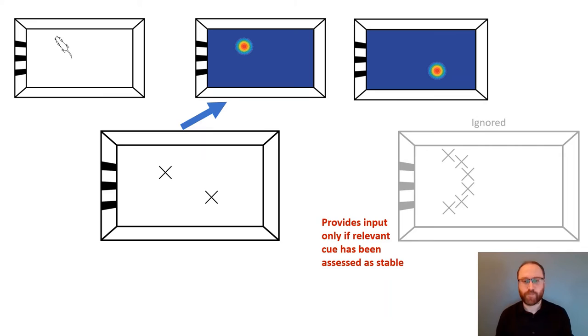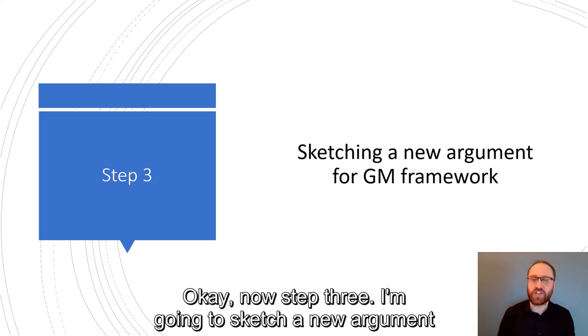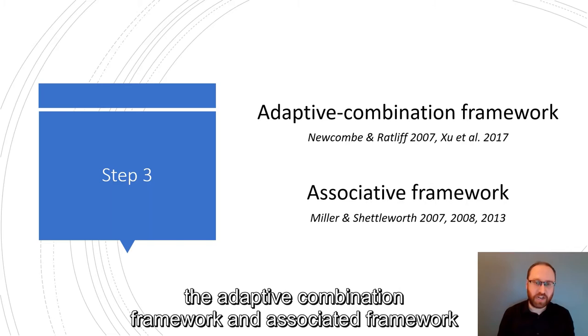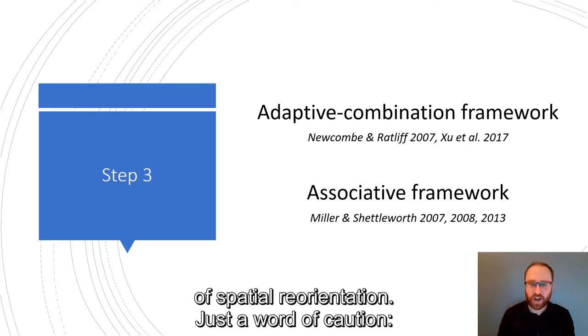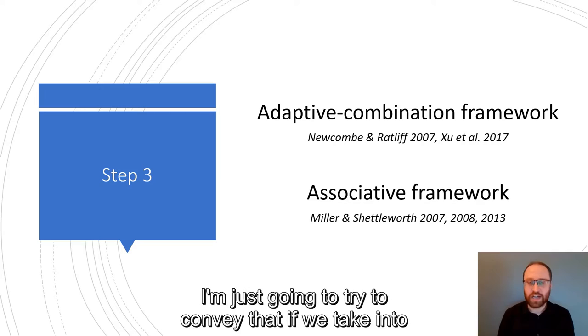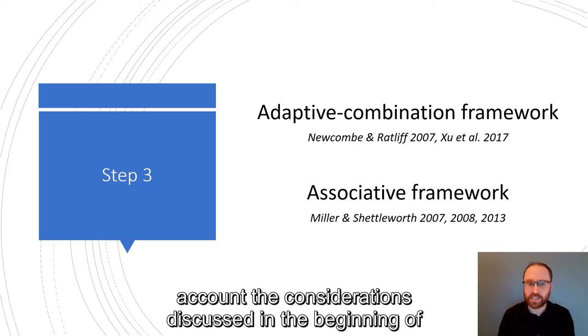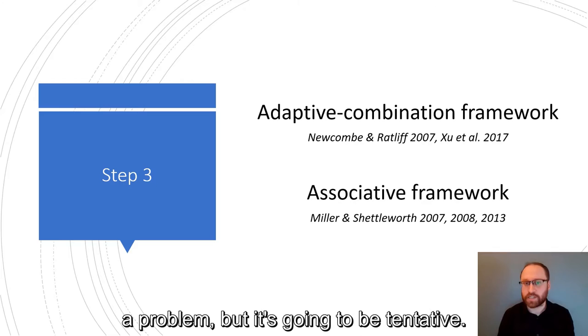Okay, now step three. I'm going to sketch a new argument for the geometric module framework over the adaptive combination framework and associative framework of spatial reorientation. Just a word of caution, due to time constraints, I really can't do full justice to these two frameworks. So I'm just going to try to convey that if we take into account the considerations discussed in the beginning of the discussion, it might show that these frameworks have a problem, but it's going to be tentative.